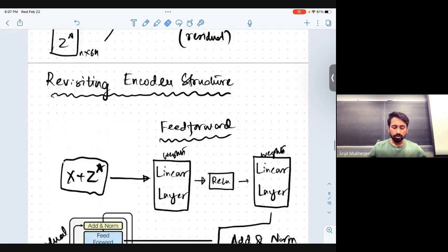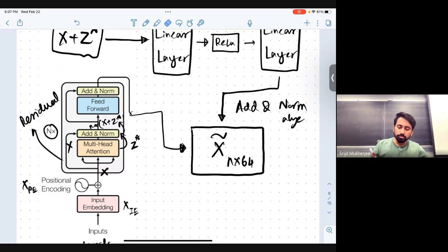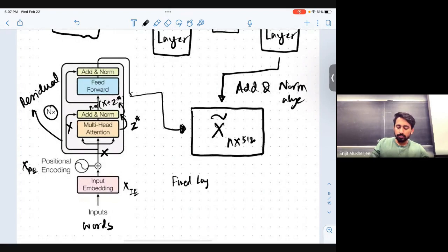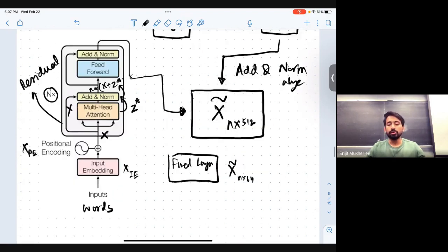So the input here x should be n cross 512, and the final output probably should be n cross 64. N cross 64 will make some sense. We will check it out later on. But I think personally, out of the final layer it's n cross 64, and in the other layers it's n cross 512. But again, I have to check. It's my hypothesis, and I have to check it later after this. But I hope you understand the idea.